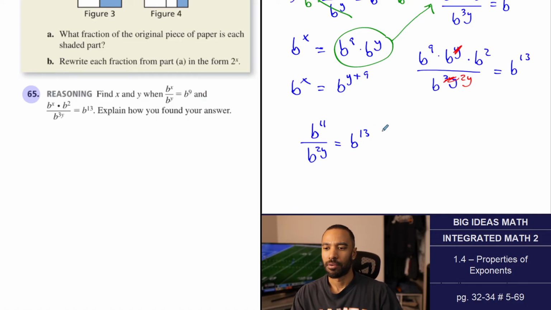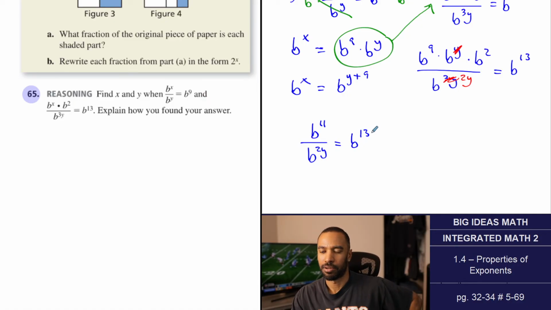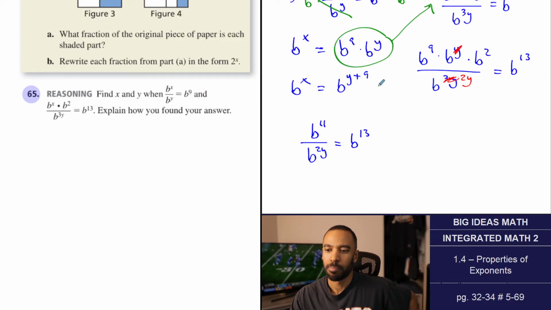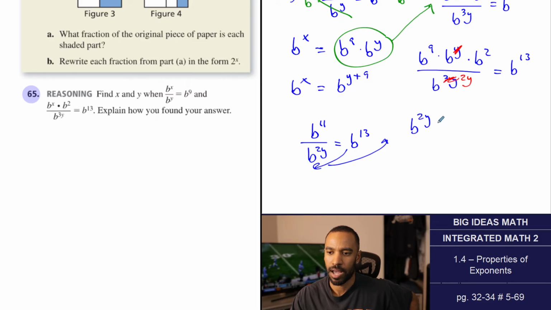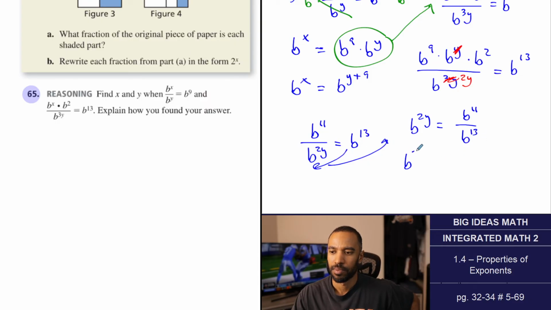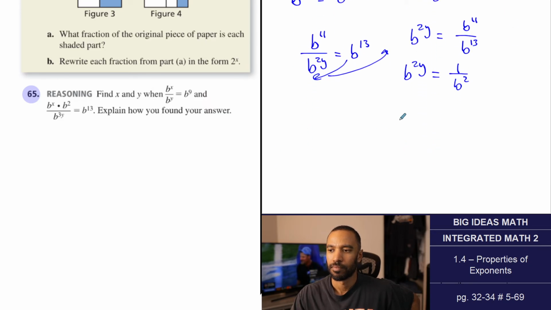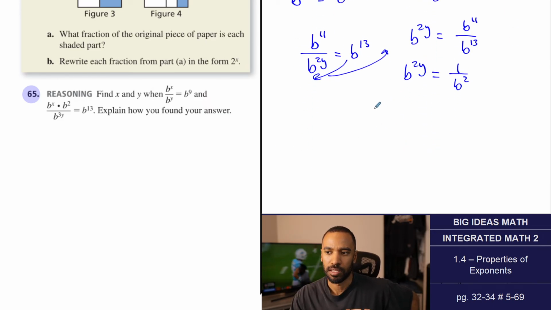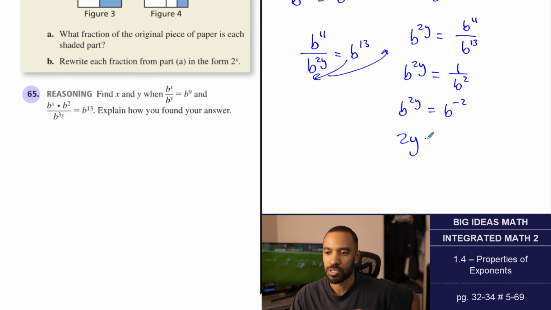Okay. Now I'm going to multiply both sides by b to the 2y and divide both sides by b to the 13th. So I'll get b to the 2y equals b to the 11th over b to the 13th. b to the 2y equals 1 over b squared. So here I'll just put b to the negative 2nd. So now that I have matching variable bases, I can set the exponents equal to each other. 2y is negative 2, so y is negative 1.